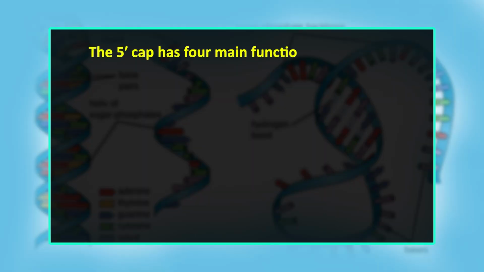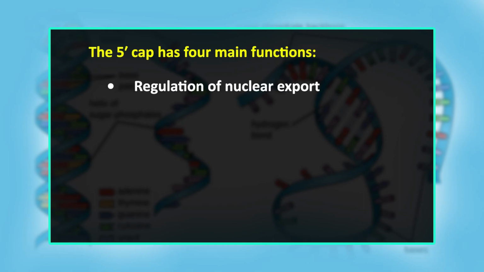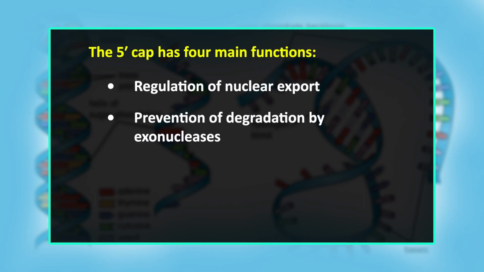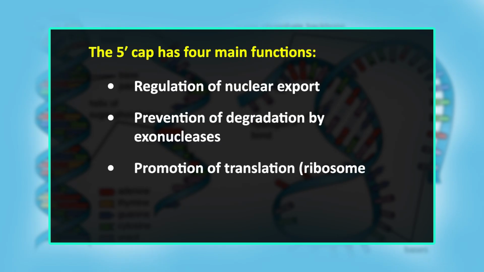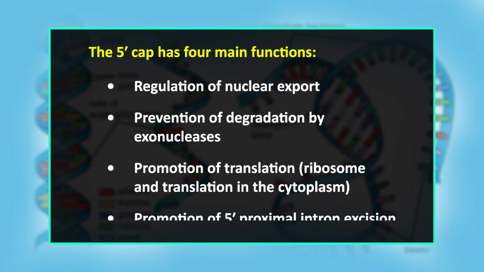The 5' cap has four main functions: regulation of nuclear export, prevention of degradation by exonucleases, promotion of translation in the cytoplasm, and promotion of 5' proximal intron excision.